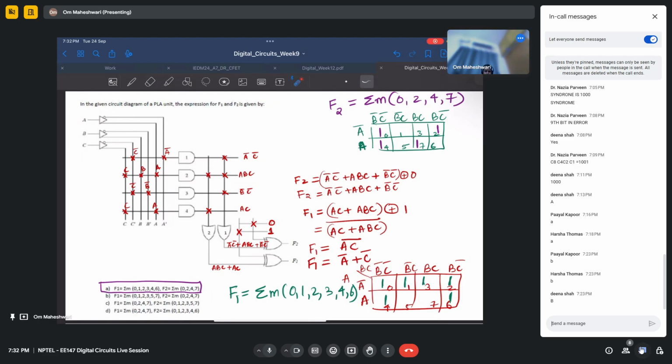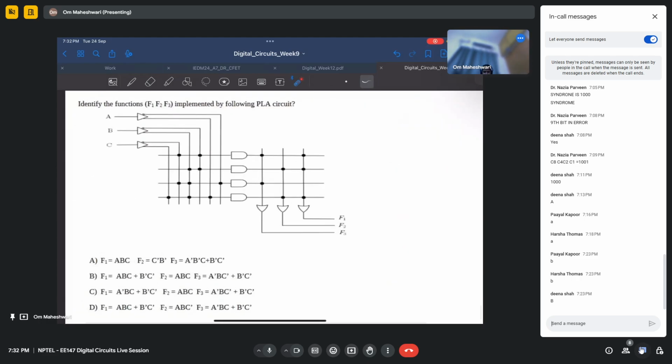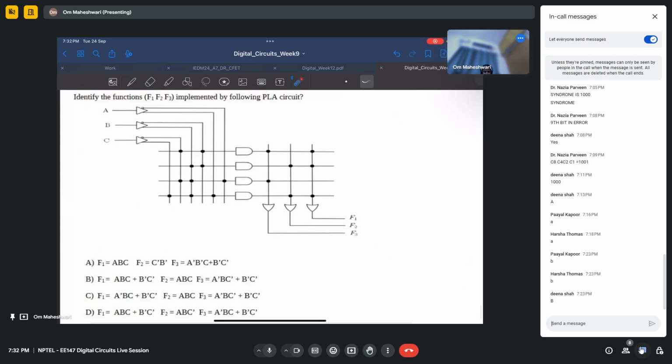So next question. This is the last question for today. So please solve this, then we will finish for today. I hope you will be able to solve this. We have solved many such questions now. You have three outputs now, F1, F2, and F3.